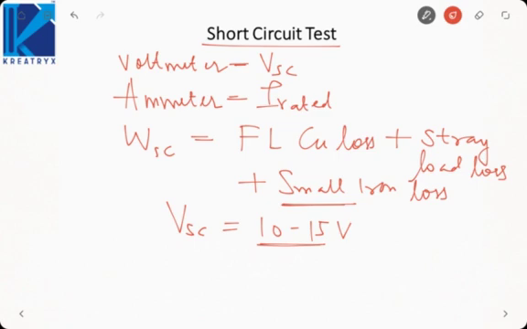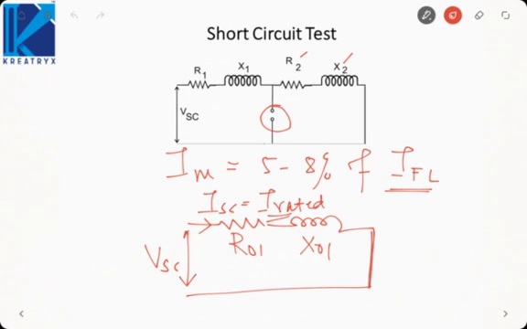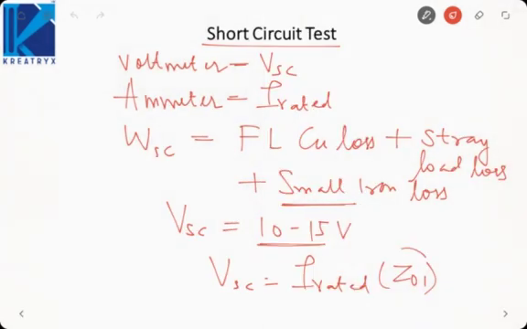Why? Because VSC is nothing but I rated into Z01. From the circuit, if you see, VSC is I rated into Z01. Z01 is R01 and X01 in series. Z01 is pretty low, like 0.5 ohm to 1 ohm. That is why this VSC will be pretty less. Are you getting my point? The voltage required to flow the rated current under short circuit condition is very low. That is why the iron losses will also be less.